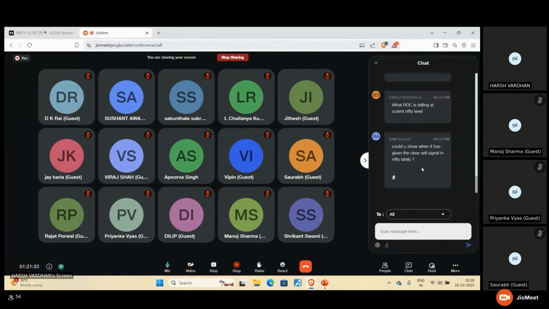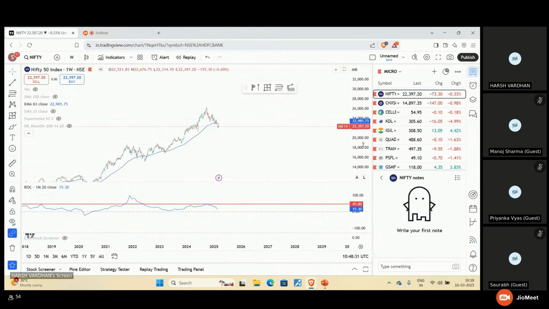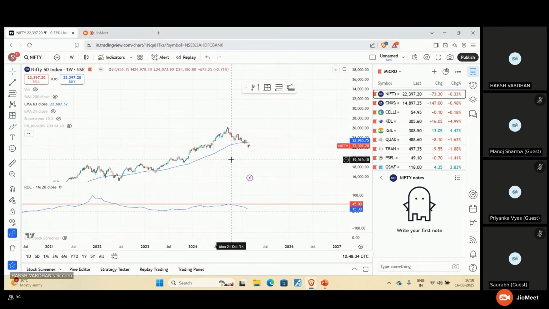Can you show when it has given the clear sell signal in Nifty lately? Okay, I've already shown ROC in January. You can see it touched 45 levels here on 23rd September 2024. It gave the sell signal. The buy signal has still not come. It's still around 14-15 levels. So maybe after some price-wise, time-wise correction of a few months, this will come to zero. Once it comes to zero, buy heavily. It's a clear buy signal.